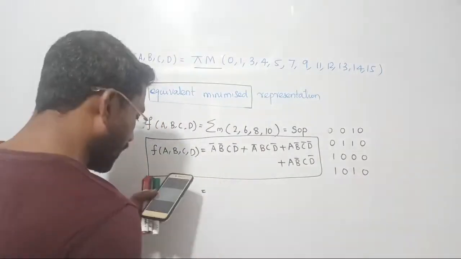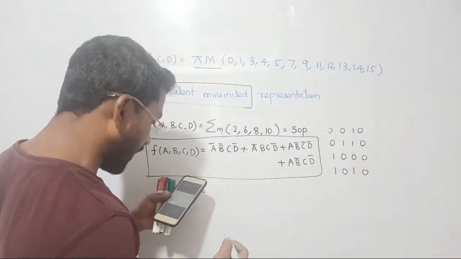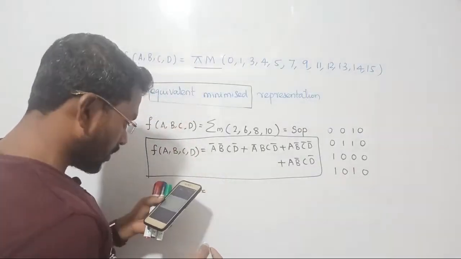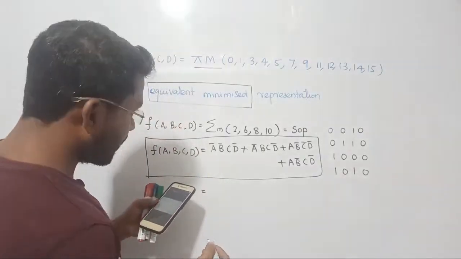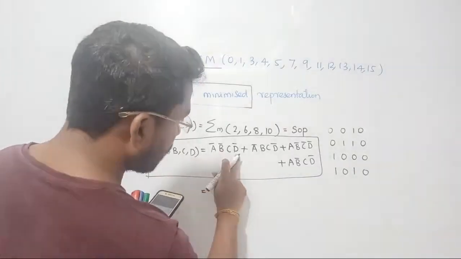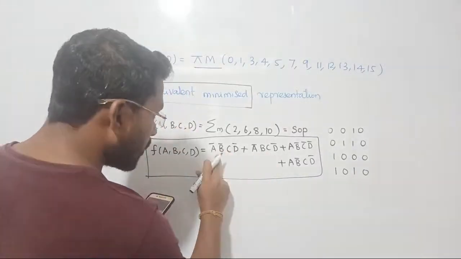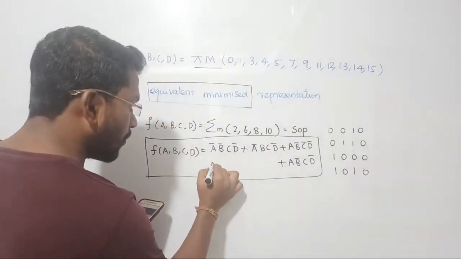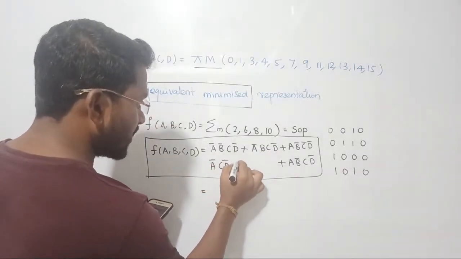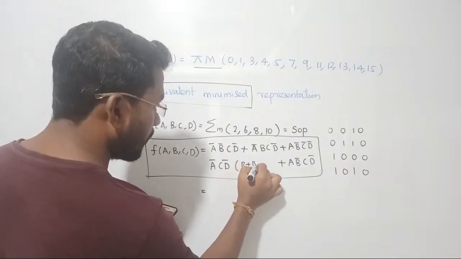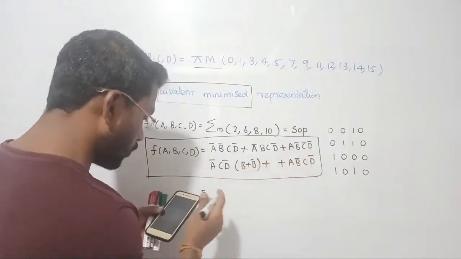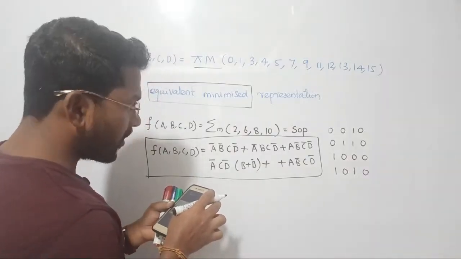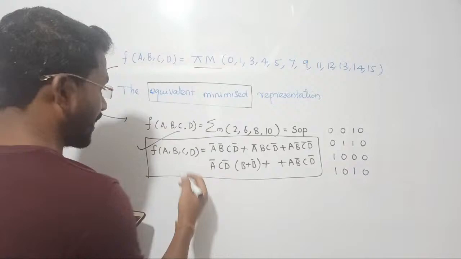First of all, option A is not our answer. Option B is also not our answer. Option C, A bar, C, D bar. From these two expressions, you can take A bar, C, D bar outside, such that B plus B bar will become 1. Plus the rest of the 2 terms: A, B bar, C bar, D bar plus A, B bar, C, D bar. So the correct answer is option C.